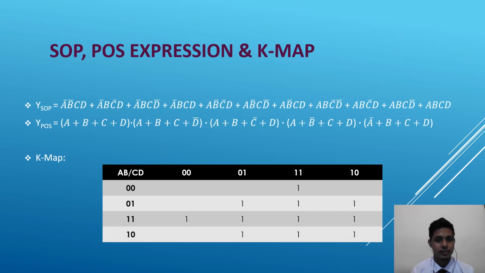SOP and POS expressions and K-map. We have developed a SOP expression and a POS expression from the truth table that we have generated earlier, and from this SOP expression we have also generated the K-map as well. Each minterm of the SOP expression is expressed by 1 in the K-map.